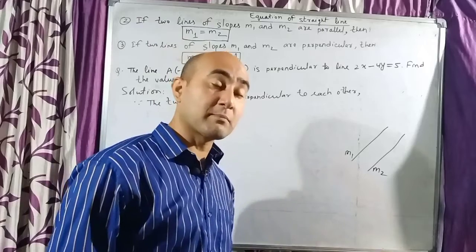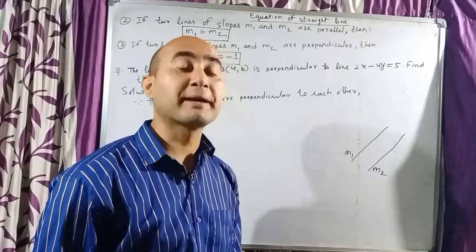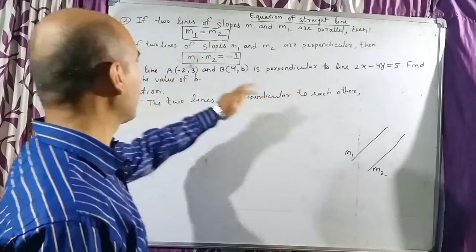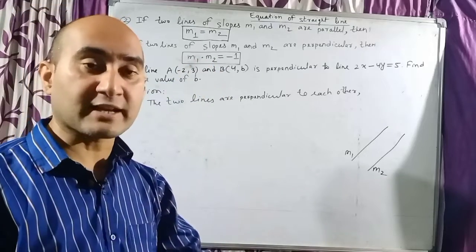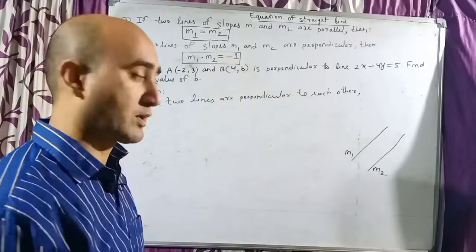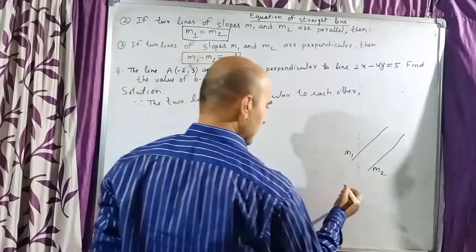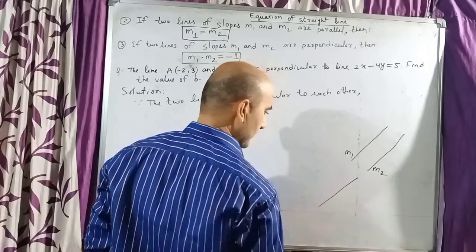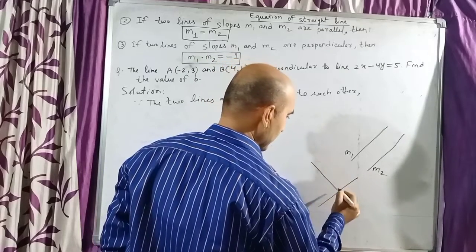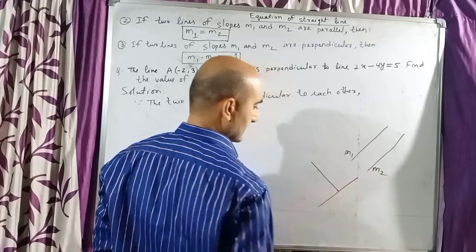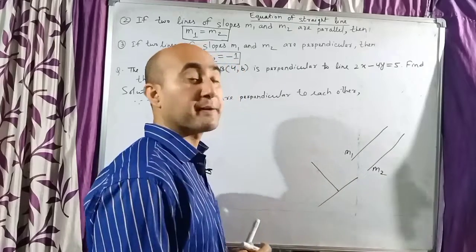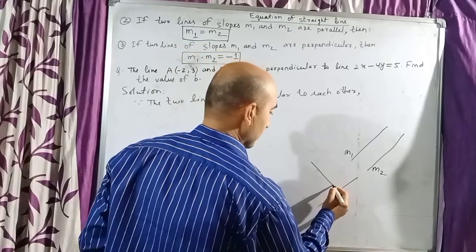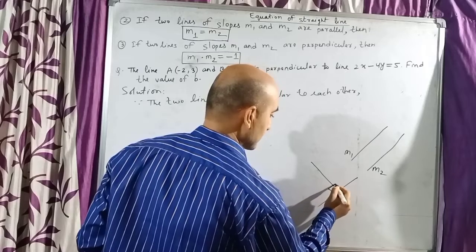Next, if two lines of slope m1 and m2 are perpendicular, almost the same thing, but the lines are not parallel, they are perpendicular to each other, then m1 into m2, that means first slope into second slope, is equal to -1. Now change the diagram a little bit. Suppose a sloping line, another sloping line coming and just touching here, and these two lines are perpendicular to each other, that means making 90 degrees at the base here.